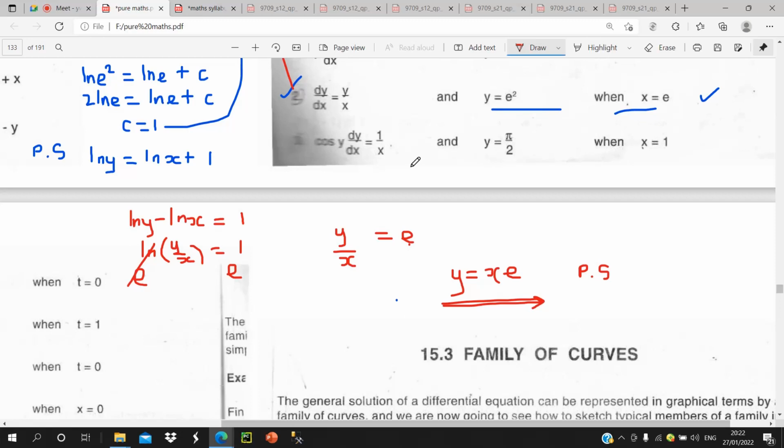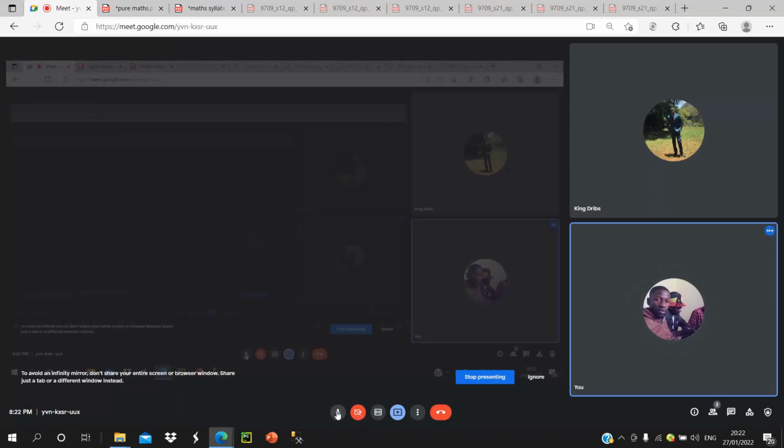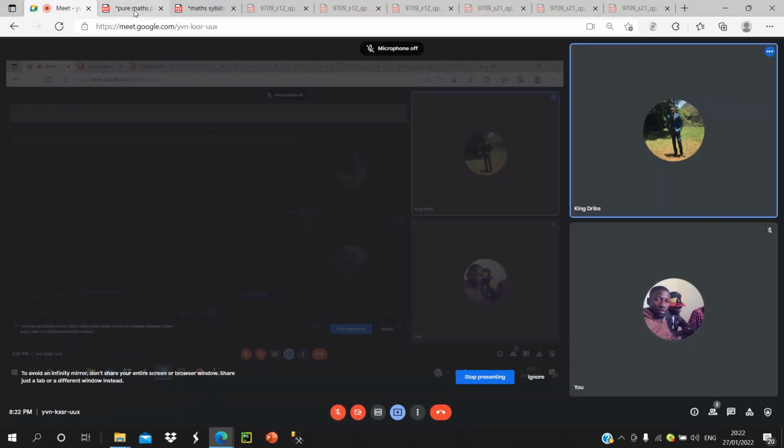Yes. Fine. So can you try this number 3? It's cos y dy dx is equal to 1 over x with these initial conditions. Can you try number 3? It's cos y dy dx is equal to 1 over x. Sorry, 2 minutes. I'm giving you 3 minutes.